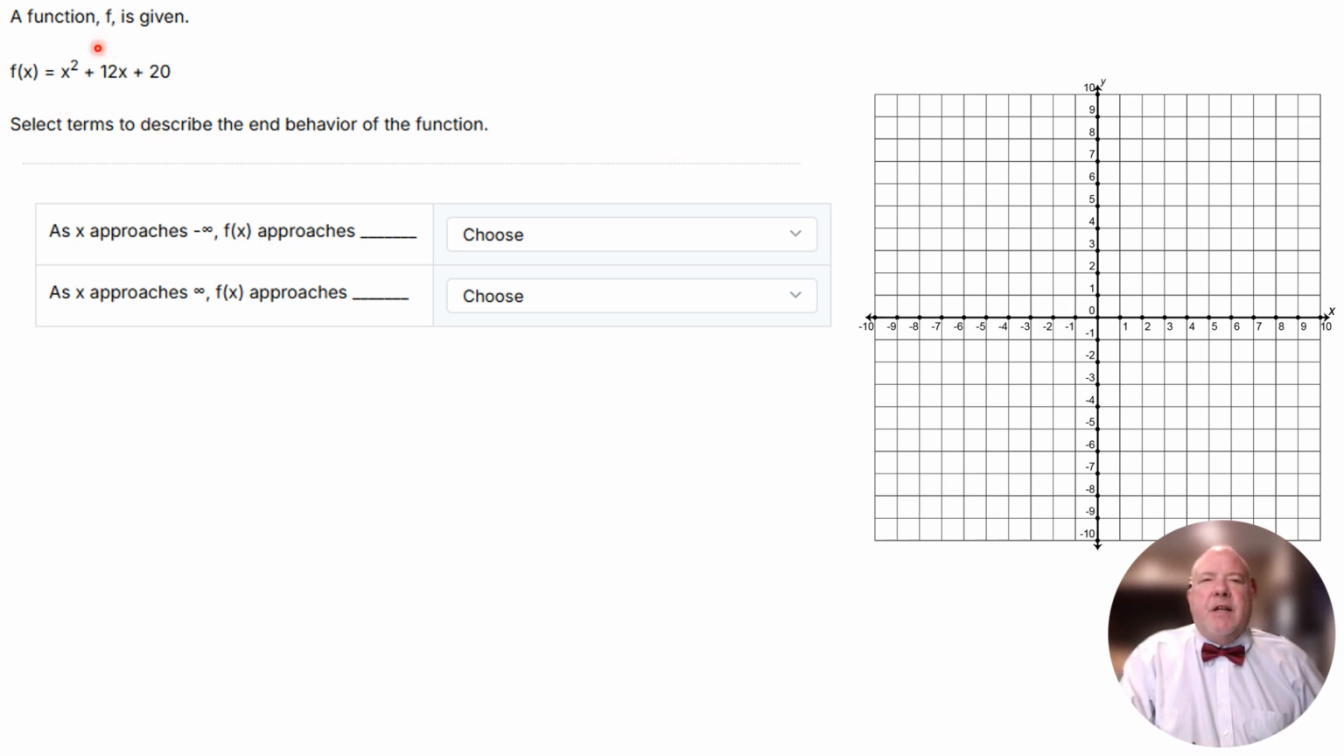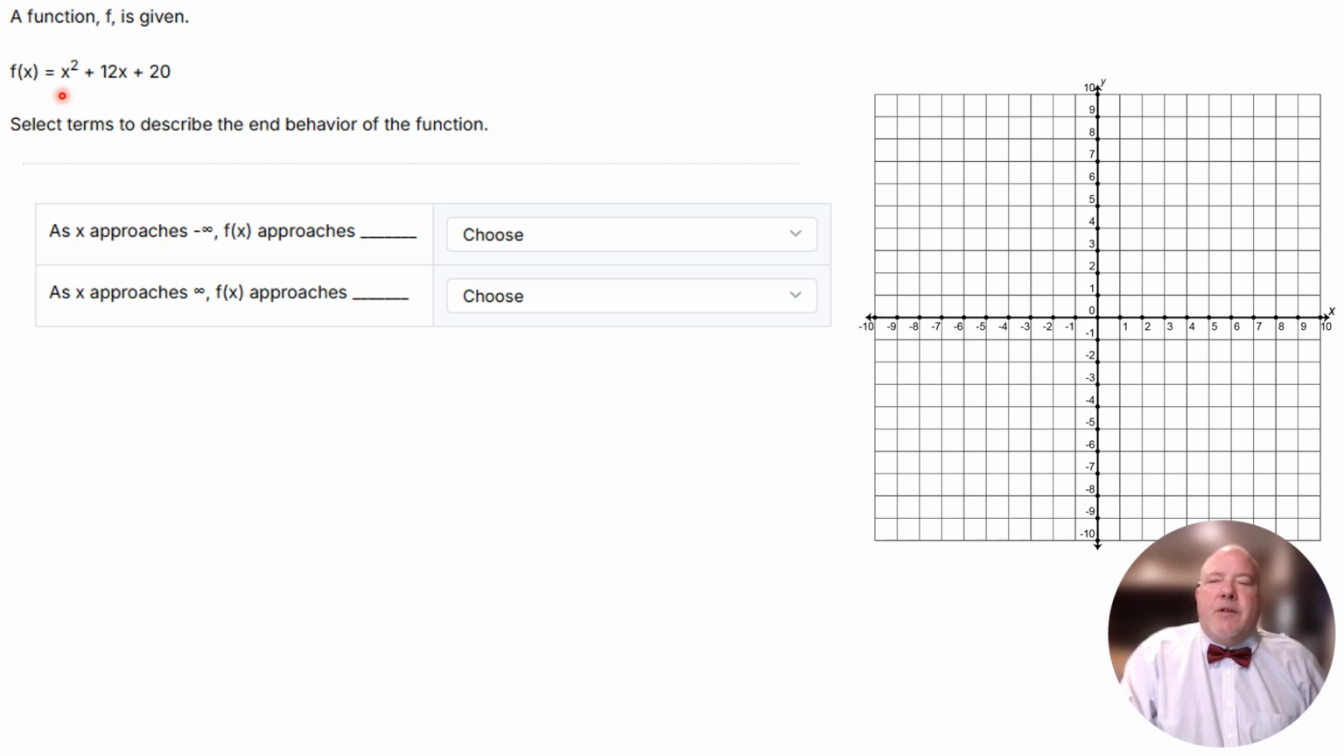So we're given a function f, and we're asked to describe the end behavior of the function. What that means is you really need to know what the graph of this function looks like. First off, you need to know that this is a quadratic function because it has an x squared in it. After you get to that point, you need to know what this looks like.